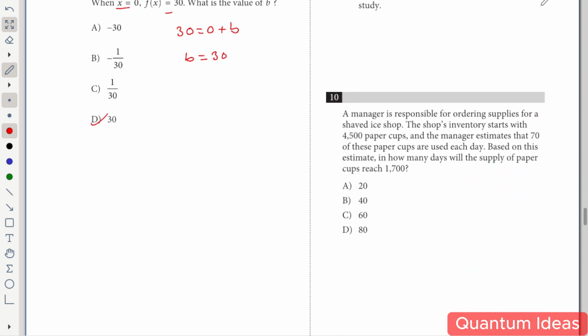A manager is responsible for ordering supplies for a shaved ice shop.